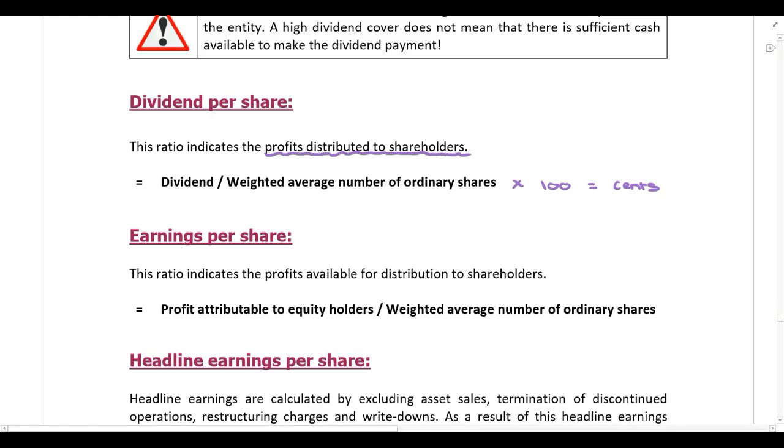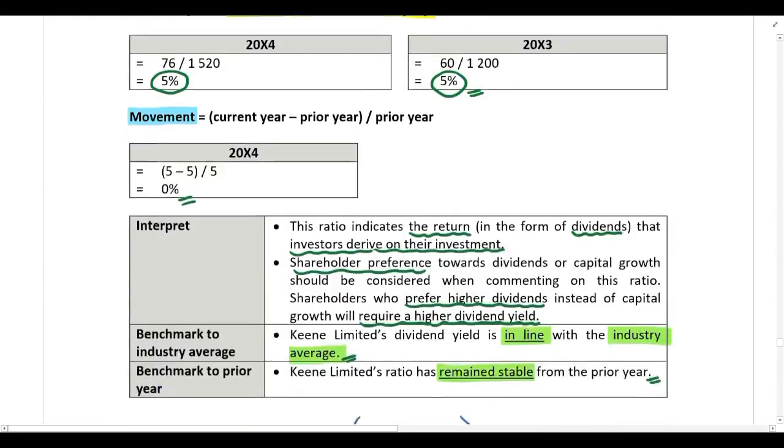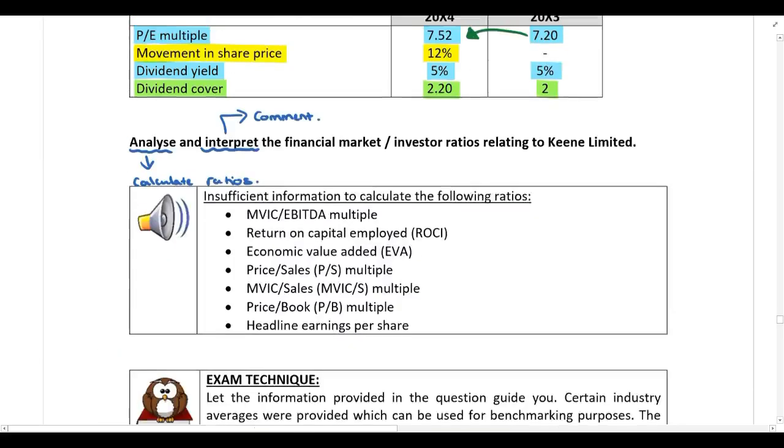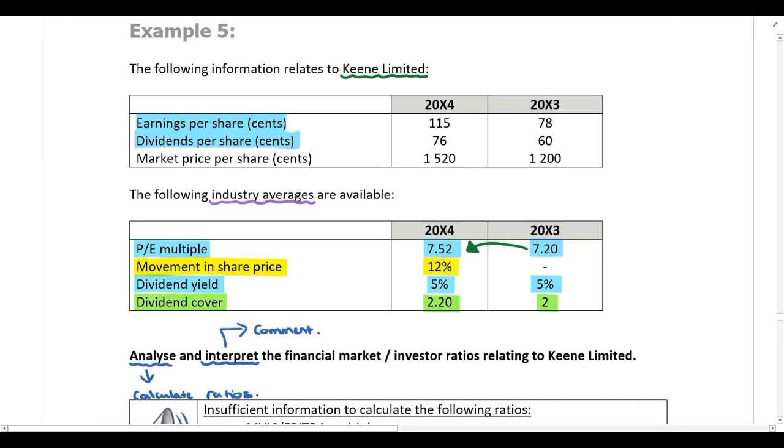Now, we don't need to calculate the dividend per share in our lecture example because it was provided. Here's the dividends per share for 20x4 and for 20x3. So we don't need to calculate the dividend per share. However, we can calculate the movements.